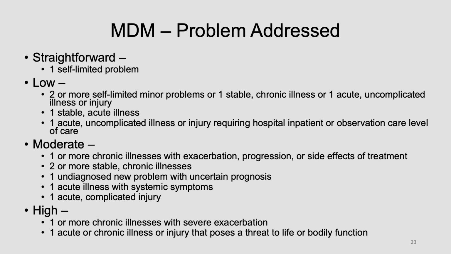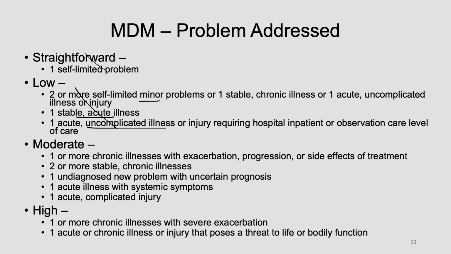Let's look at the first component, problems addressed. So you have straightforward, low, moderate, and high. Straightforward, one self-limited problem. Well, it's obviously not that one. Low, two or more self-limited minor problems. No, this is not minor. Stable acute illness, acute uncomplicated illness. No, that seems to not be as much. Moderate: one or more chronic illnesses with exacerbation, progression, or side effects. Two or more stable chronic illnesses. One undiagnosed new problem. One acute illness with systemic symptoms. One acute complicated injury. Yeah, some of that.